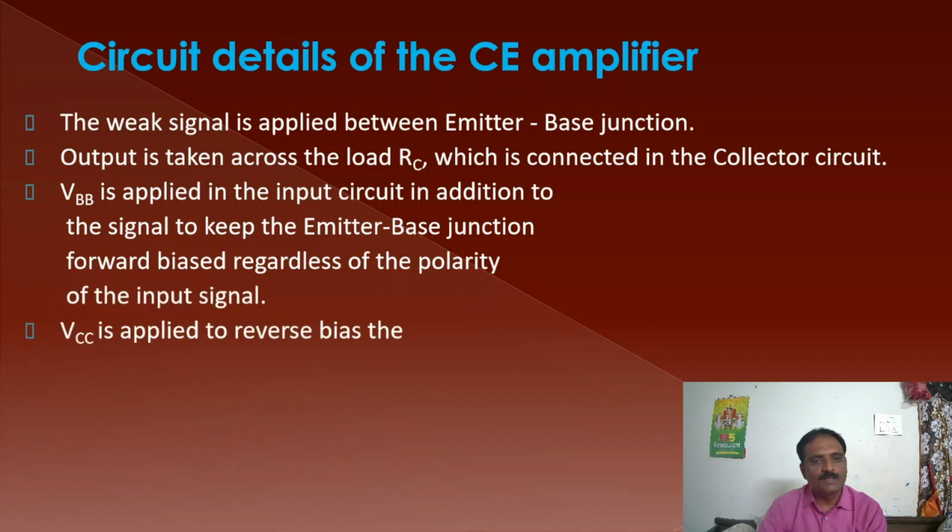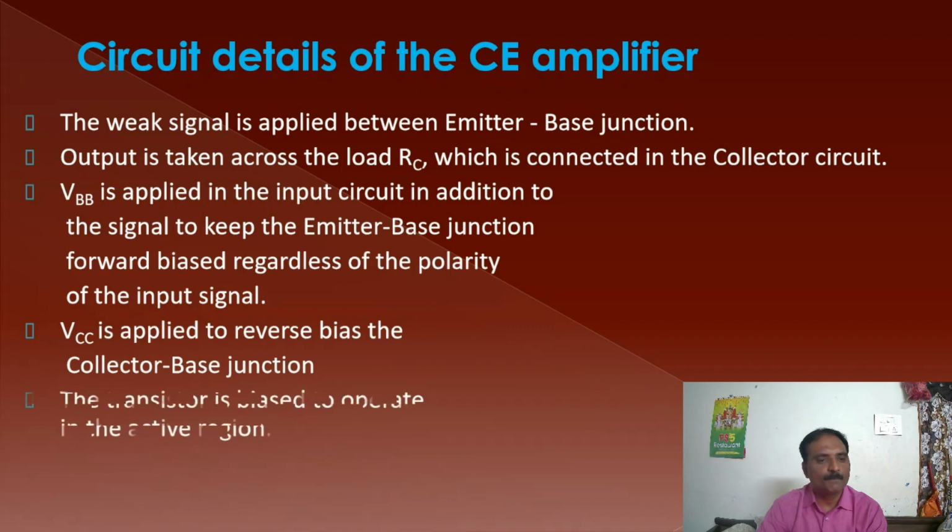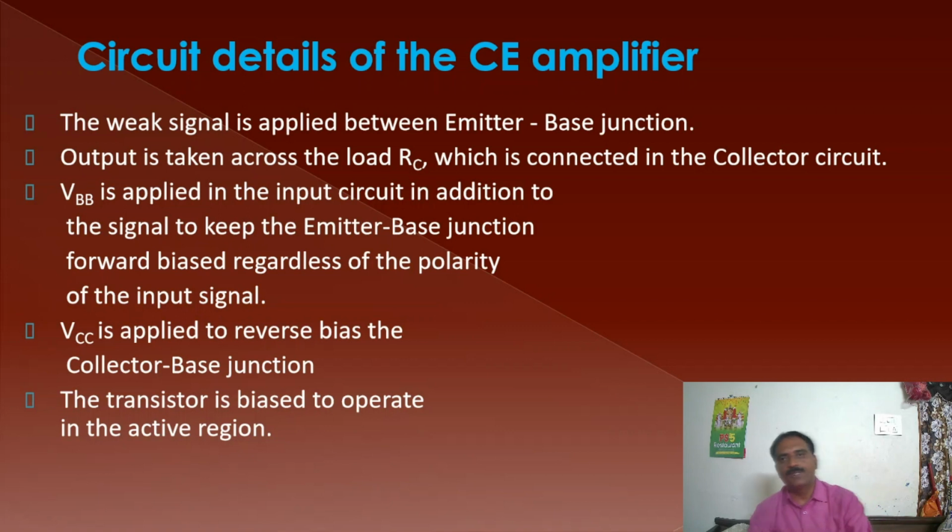And VCC is the applied voltage to reverse bias the collector base junction. The transistor is biased to operate in the active region. As you know well, the transistor has three regions depending upon the characteristics: active region, saturation region, and cutoff region. For this amplification purpose, we have to operate the amplifier in the active region only.